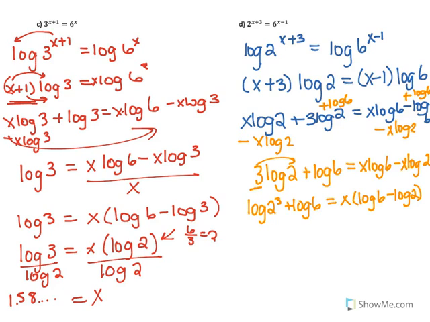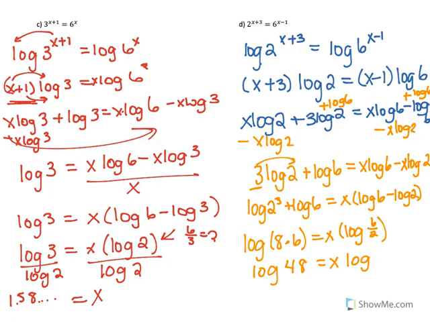2 to the power of 3 is 8, and we are adding on this side, so I'm going to multiply. So I'm going to have log of 8 times 6. And on the other side, we're going to have x times log of 6 divided by 2. So we have log of 48 equals x log 3. Divide by the log of 3. And we get x to equal 3.52 dot dot dot.